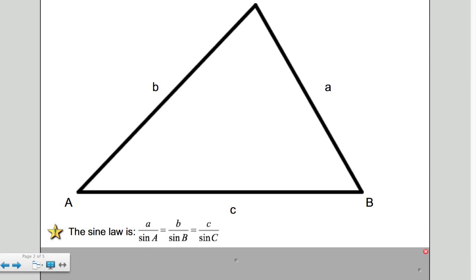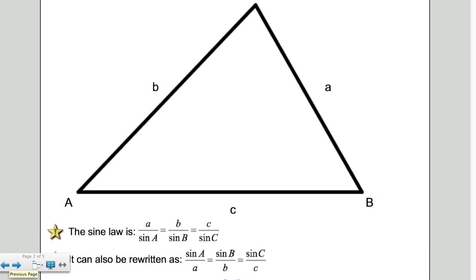So that is the sine law. It can also be written as sine of big A over little a is equal to sine of big B over little b is equal to sine of big C over little c. You can use either one. Algebraically, I'll let you prove why those two are the same.